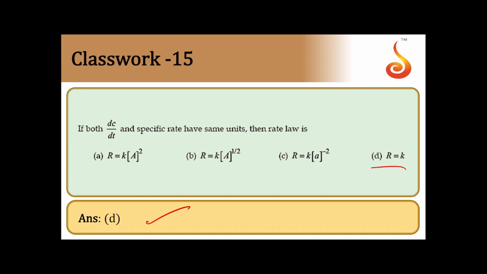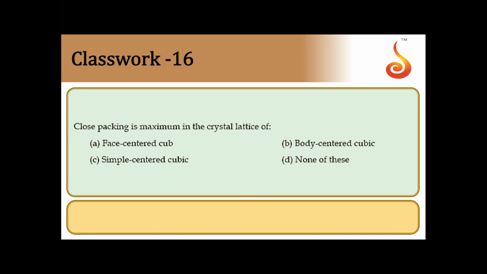Next one, 16th one. Closed packing is maximum in which crystal lattice? That will be the face centered cube, having the maximum extent. So FCC is the answer. 74% packing we have for the FCC structure.